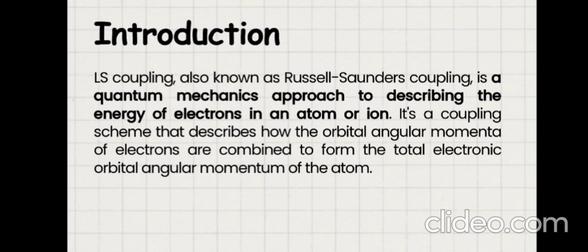So, what is LS coupling? LS coupling is also known as Russell-Saunders coupling. It's a quantum mechanical approach to describe the energy of electrons in an atom or ion. It's a coupling scheme that describes how the orbital angular momenta of electrons are combined to form the total electronic orbital angular momentum of the atom.